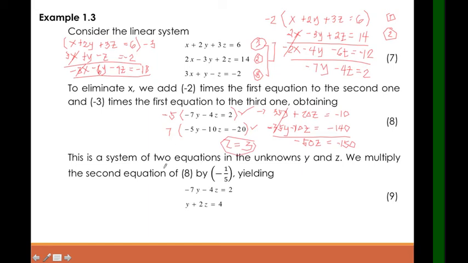So, this is a system of two equations in the unknowns, y and z. We multiply the second equation, which is negative 5, by negative 1/5, yielding 2y plus 2z equals 4. Okay, tama naman. Because negative 20 times negative 1/5 is positive 4. Negative 10 times negative 1/5 is positive 2. And negative 5 times negative 1/5 is 1.